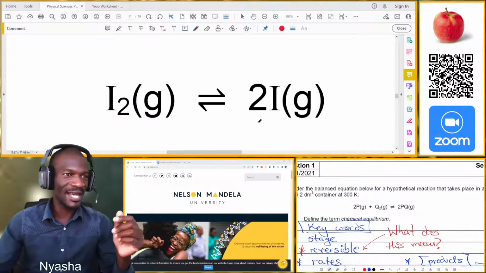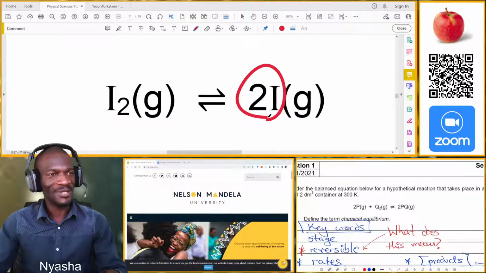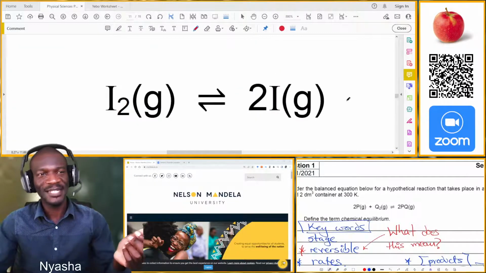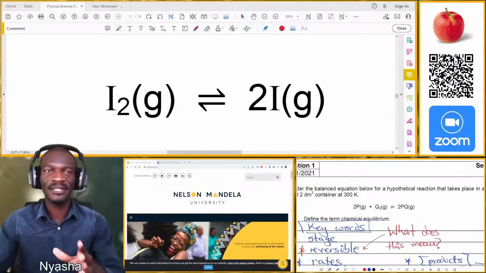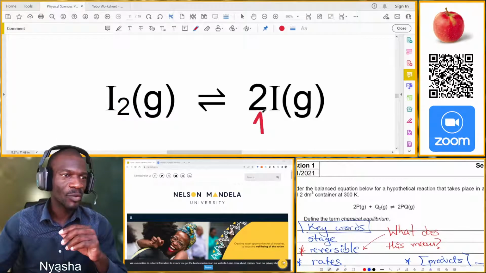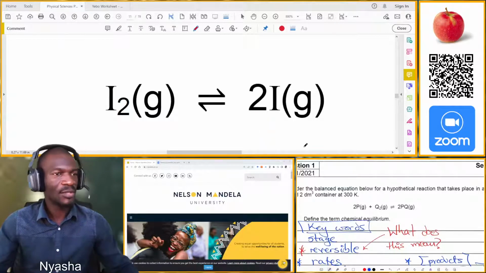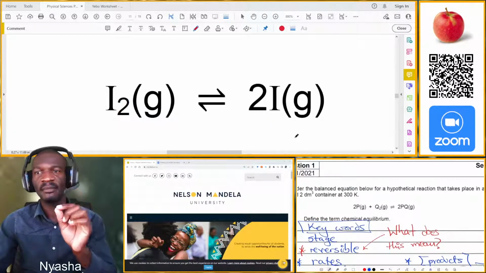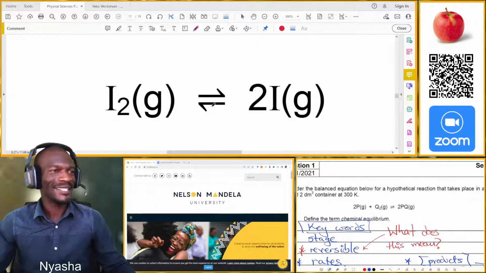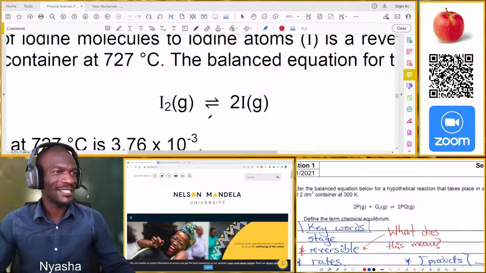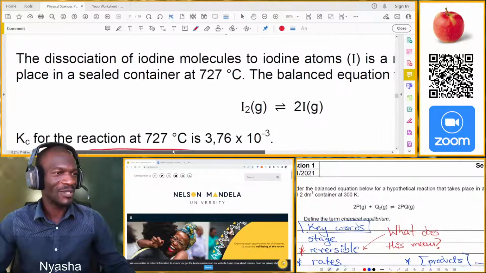2 on the left hand side, and how many of these? We have 2 on the right hand side. So our chemical reaction is what? Is balanced. So that's always the first thing to check, because these coefficients affect your calculation of the chemical equilibrium constant. Now, next thing, look, they gave us a chemical equilibrium constant.